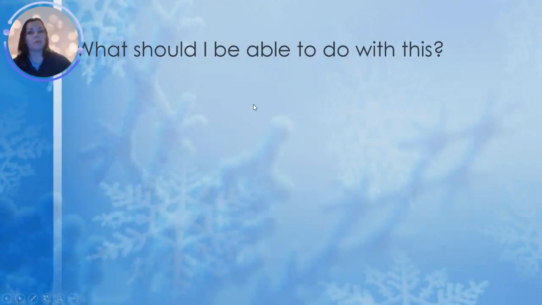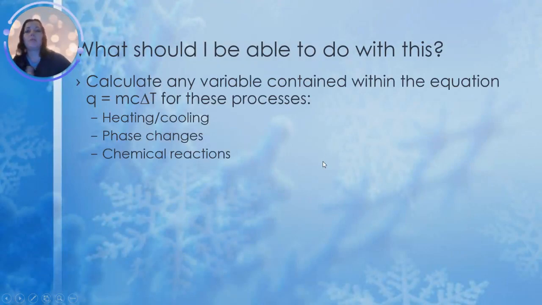Okay, so what should I be able to do with this? You should be able to calculate any variable contained within the equation Q equals mCΔT for these processes: heating and cooling, phase changes, chemical reactions. You remember that with phase changes, we talked about how you actually would use a different quantity for this, which we will get to. You have your delta H fusion and your delta H vaporization. I believe that's coming up soon.